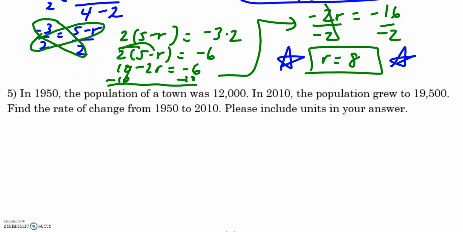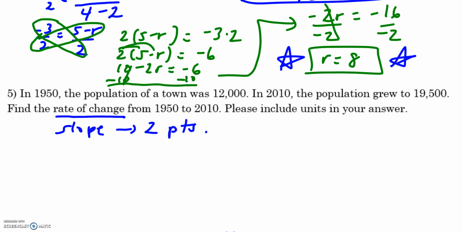Number 5, in 1950, the population of a town was 12,000 people. In 2010, the population grew to 19,500 people. Find the rate of change, aka the slope, from 1950 to 2010. So we're dealing with a change over time, aka slope. And if we want to find slope, that means that we need at least 2 points to start.